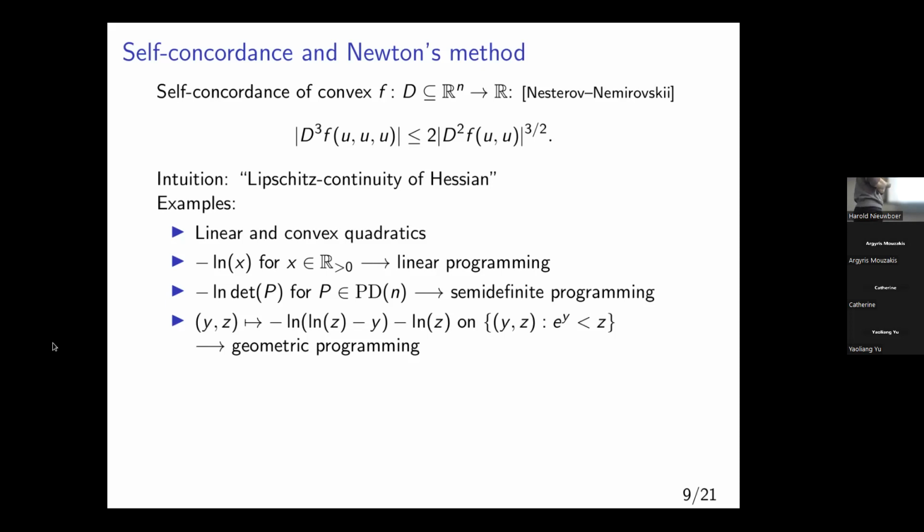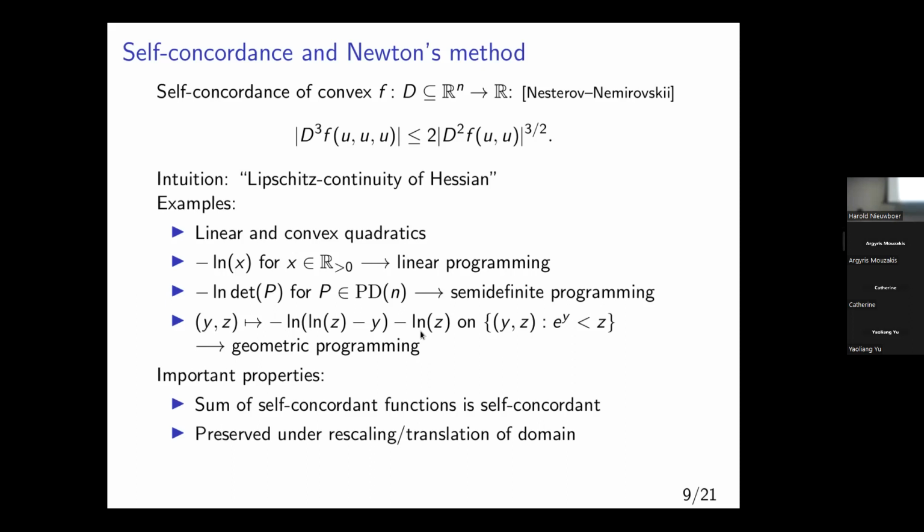The computation here gets a little more hairy because, you know, matrices, but I can tell you that the estimate works out. Then there's an even more painful example where I look at the epigraph of the exponential function. It turns out that this monstrous looking thing is also self-concordant. This allows you to do, for instance, geometric programming, which is another optimization paradigm that generalizes linear programming. What's good about self-concordance is that sums of self-concordant functions are self-concordant, and it's preserved under rescaling and translation of the domain.